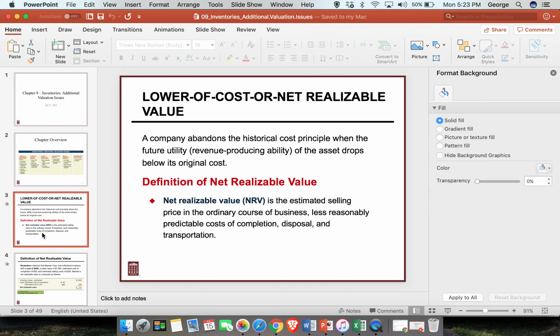So the NRV is the estimated selling price in the ordinary course of business, not the replacement cost, less any reasonably predictable costs of completion, disposal, or transportation. So that's our NRV. It's what we can get after paying these things. I have to pay to complete the item, or pay to dispose of it, or whatever. And what I get is called the residual or net realizable value. It's the residual amount that's left.